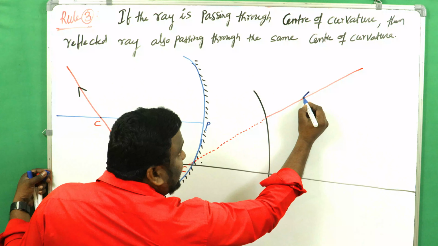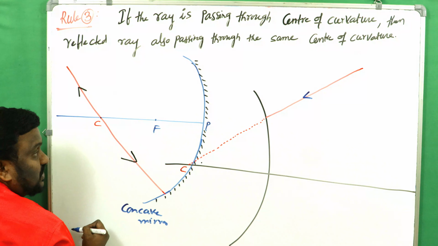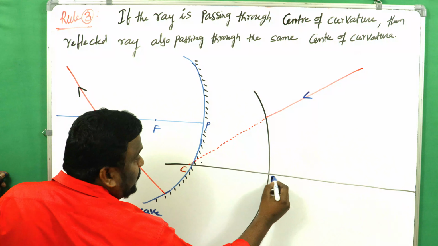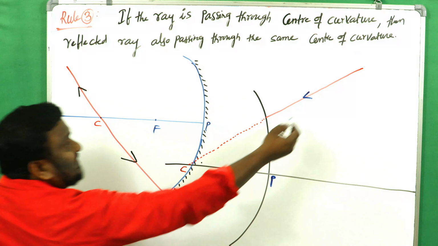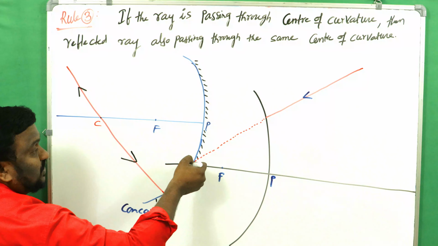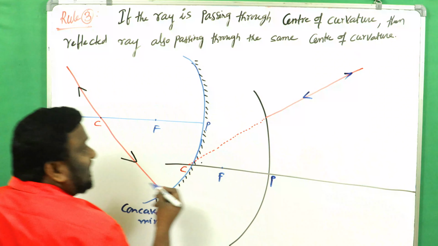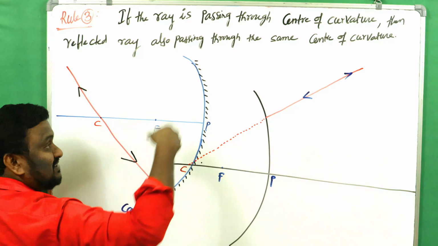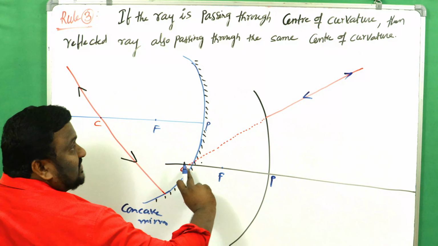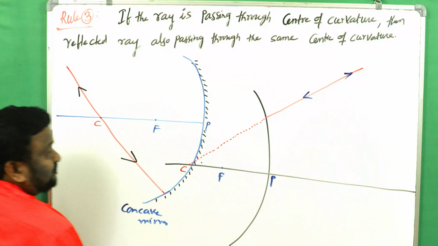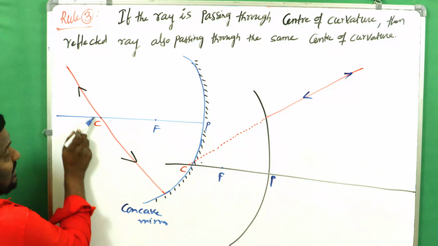Here the incident ray seems to be like this. That should be moving towards the center of curvature. So as usual, this is the pole, and this point is the focus, and this is the center of curvature. So the incident ray seems to be moving towards the center of curvature. Then the reflected ray is also moving like that. In the same path it is going again. So from this you can observe that the reflected ray also passes through the center of curvature. Clear?